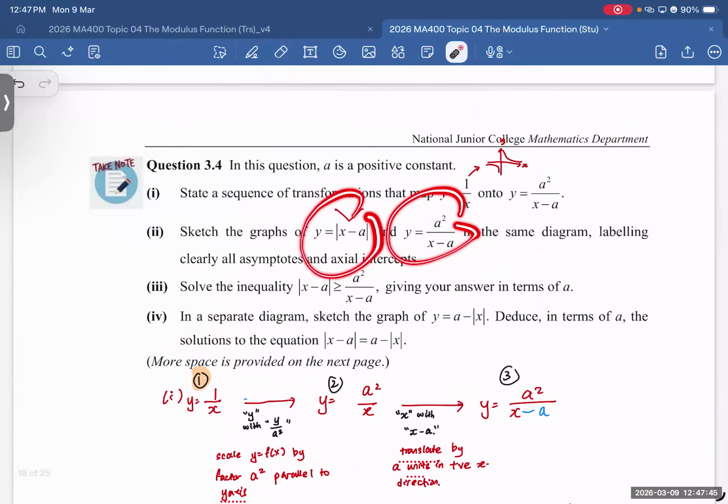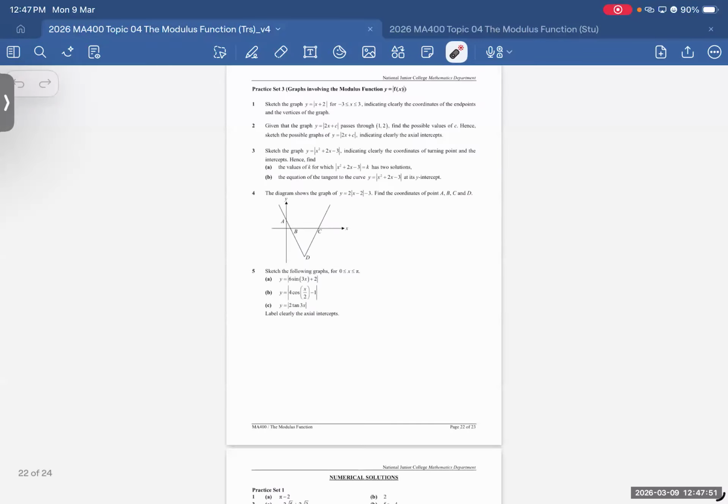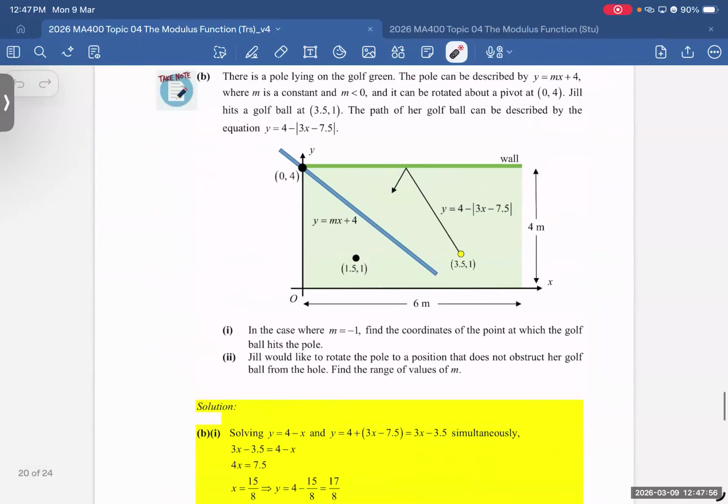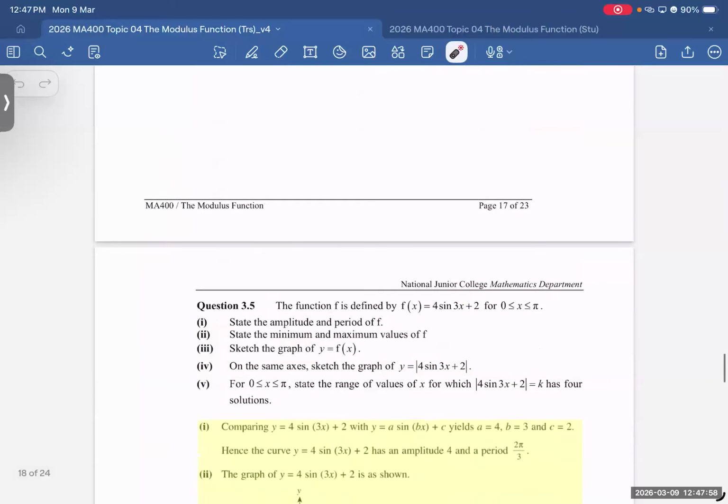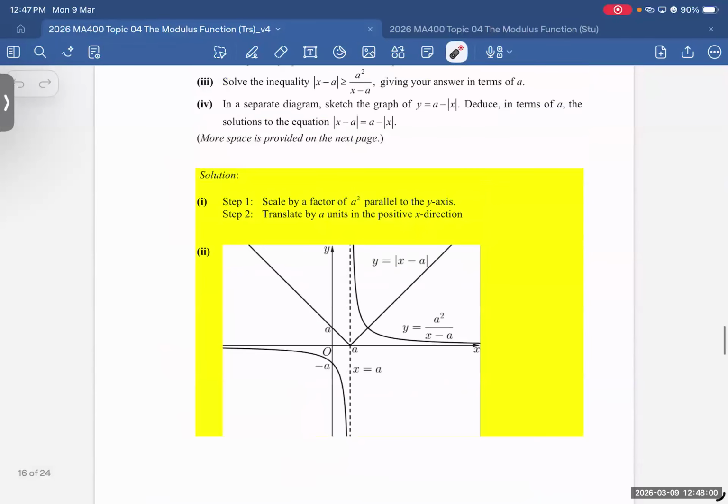So now from here, you know this graph. Modulus x minus a, I think you are quite chill, it's just a V shape. After all that I said, if you still cannot draw the graph, then don't worry. I'll show you the answer. The answer looks like that.